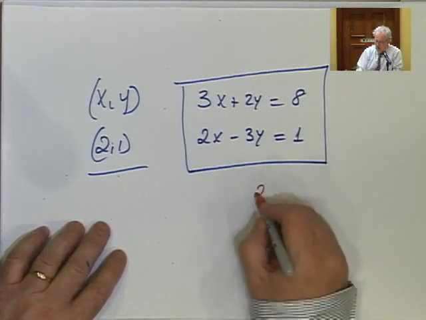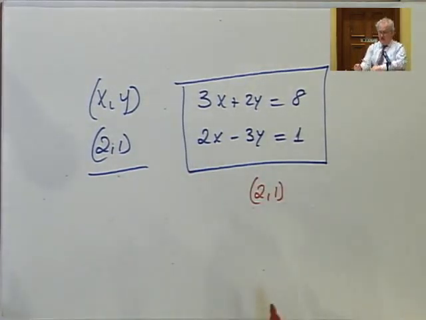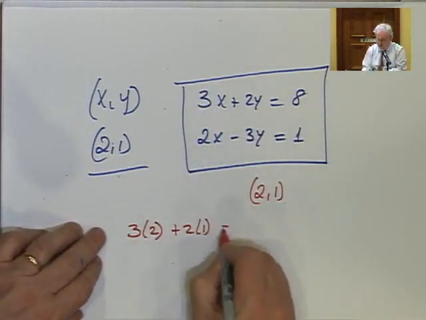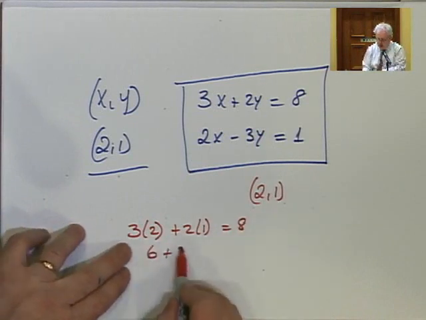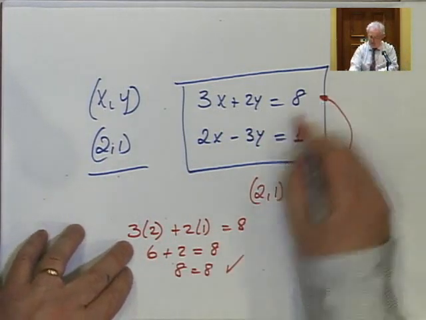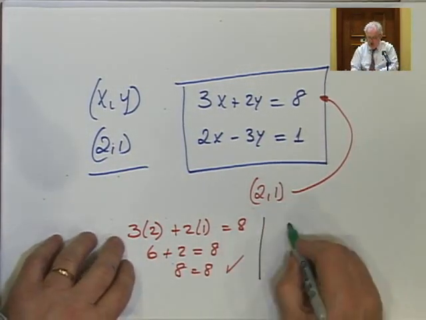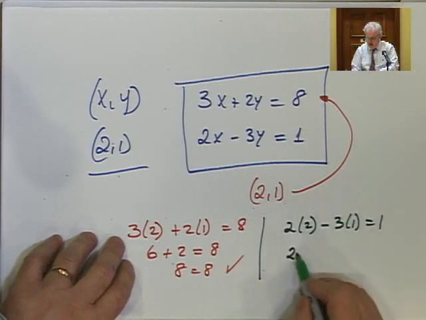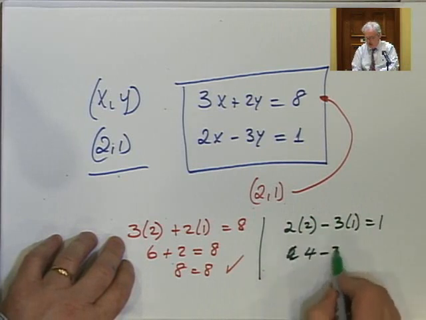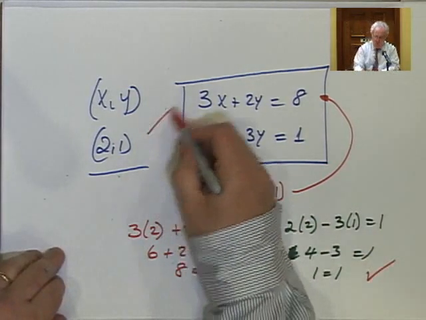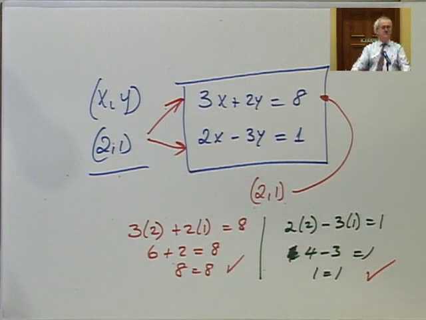Does the point 2, 1 satisfy both? Well, that's the first one. 3 times 2 plus 2 times 1 is 8. That would be 6 plus 2 is 8. That looks right to me. That point is on the first one. Now the second one, 2 times 2 minus 3 times 1 is 1. So 2, that's 4. That's 4 minus 3 is 1. 1 is 1. It's on the second one. So 2, 1 is a point on both lines. Okay? And that's simultaneous equations.